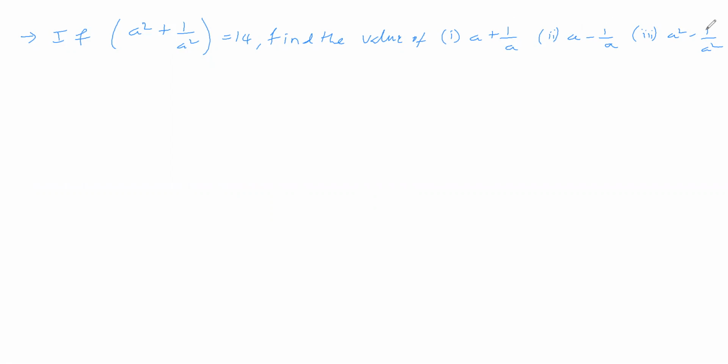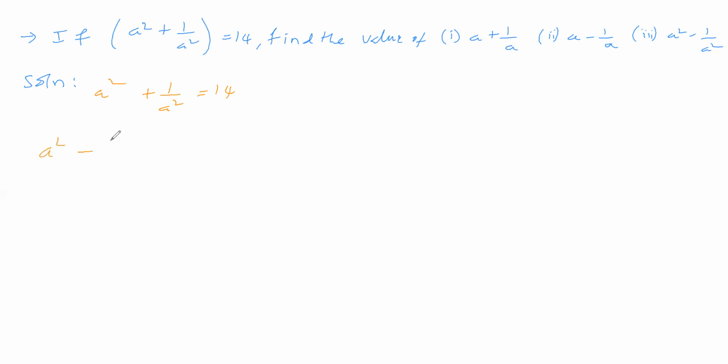So what we have to do, first subdivision we will take. Now we will consider a square plus 1 by a square equal to 14, which we have taken. Then what we will do is bring this into the expression of a plus b whole square.